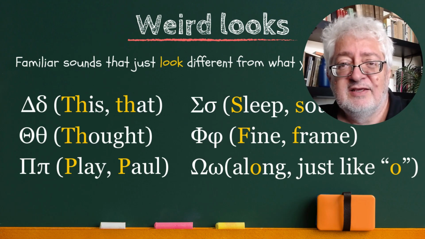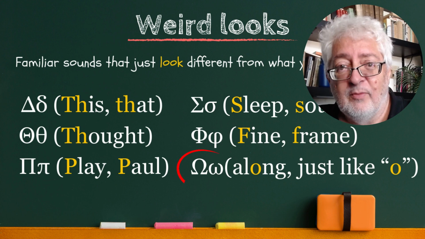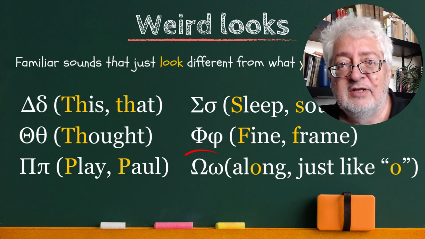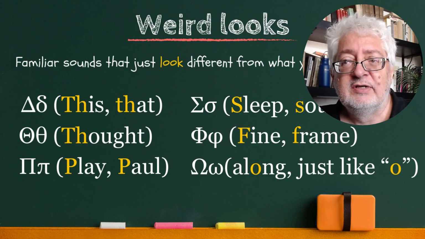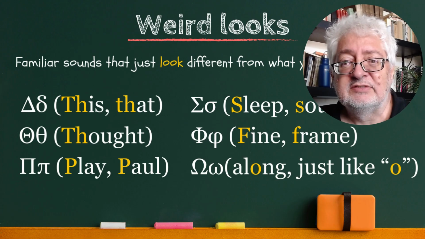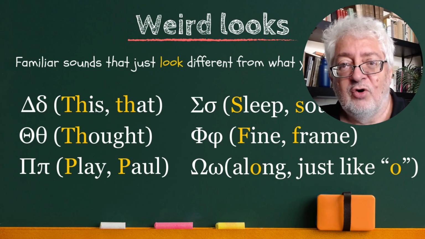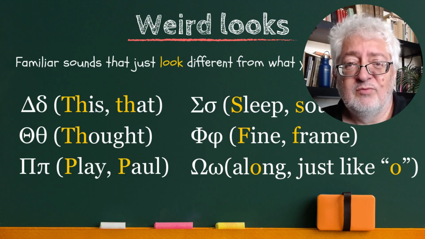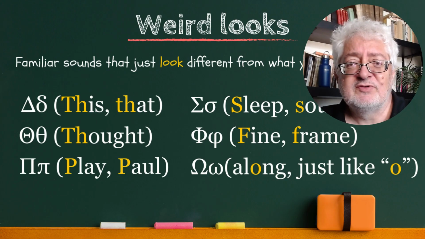And finally, we have the omega, which is the last letter of the alphabet. And this is just an O like the other O. So along, or any O sound, above, along, these are O. And it is the same like the other O. There is no difference at all. Again, it works like with the many E's we talked about previously.